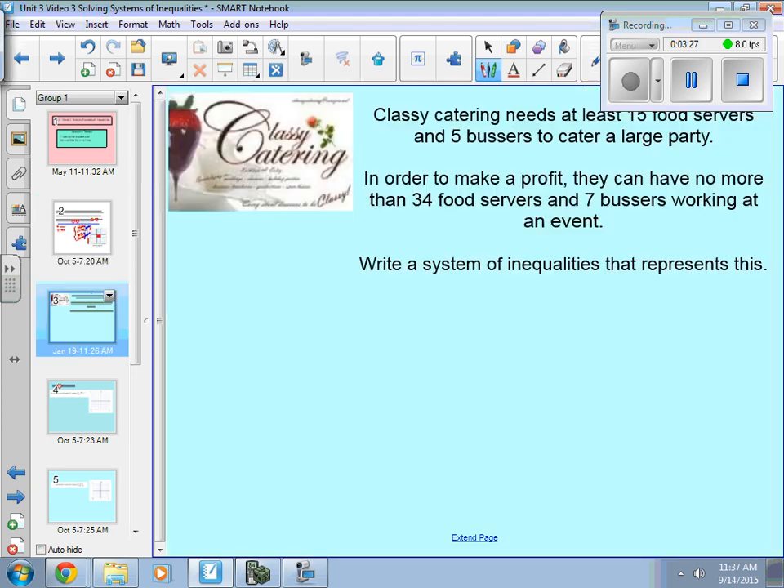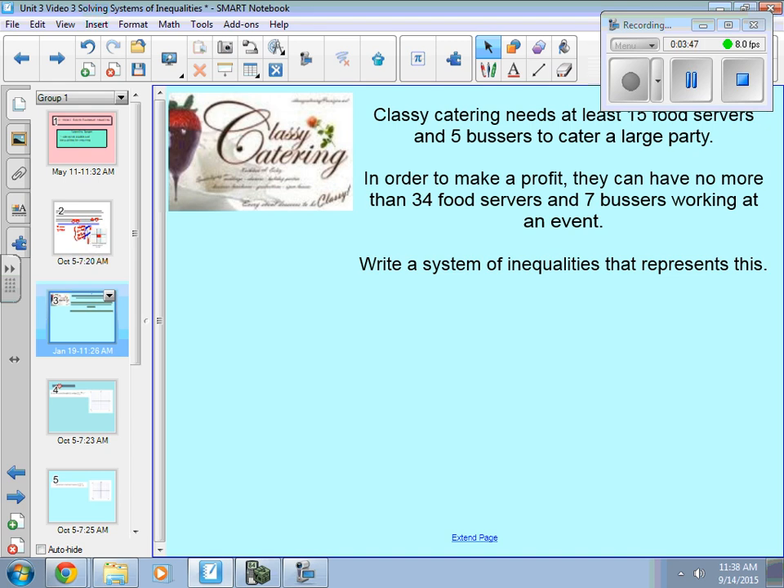All right, so going on here. This next one says Classy Catering needs at least 15 food servers and 5 bussers to cater a large party. In order to make a profit, they can have no more than 34 food servers and 7 bussers working at an event. Write a system of inequalities for this.